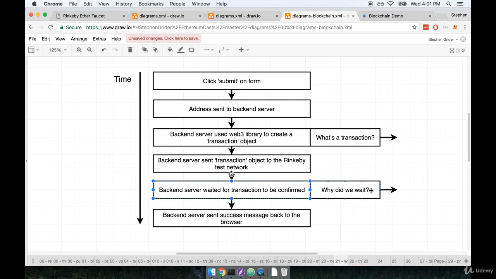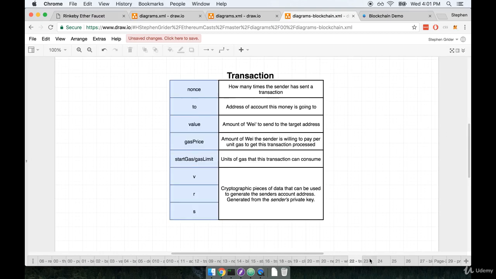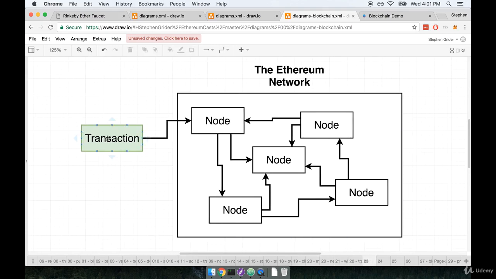So we're right here. We sent the transaction off to the Rinkeby test network, and then we want to answer the question, why did we wait? This is going to be a long series of videos in which we try to answer that question. So let's walk through this. All right, so we're right here. We sent off our transaction to the Ethereum network. And to be more precise, it was the Rinkeby test network that we sent the transaction to.